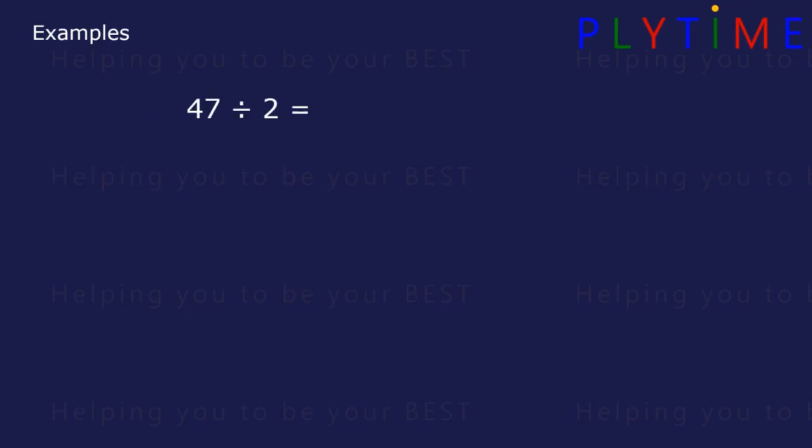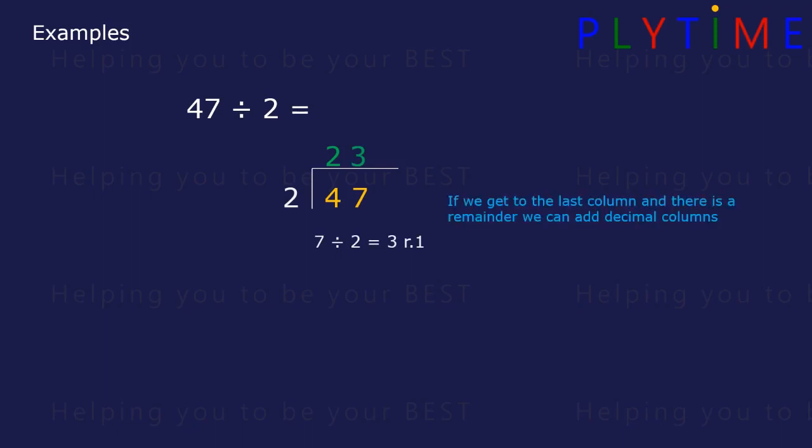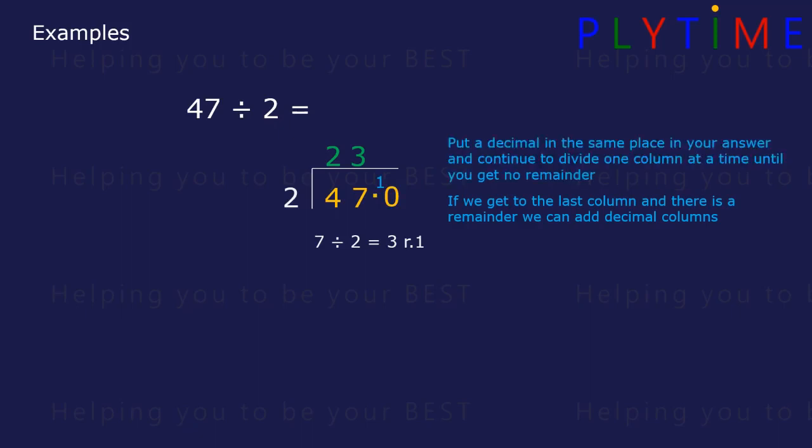Let's look at some examples. 47 divided by 2. In our short division, 4 divided by 2 equals 2. And the next column, 7 divided by 2 equals 3, with a remainder of 1. If we get to the last column and there's a remainder, we can add decimal columns. We add our decimal point and a 0, and carry the value forward. We put the decimal in the same place in our answer and continue to divide one column at a time until we have no remainder left. Add the decimal, and then 10 divided by 2 equals 5. So our answer equals 23.5.